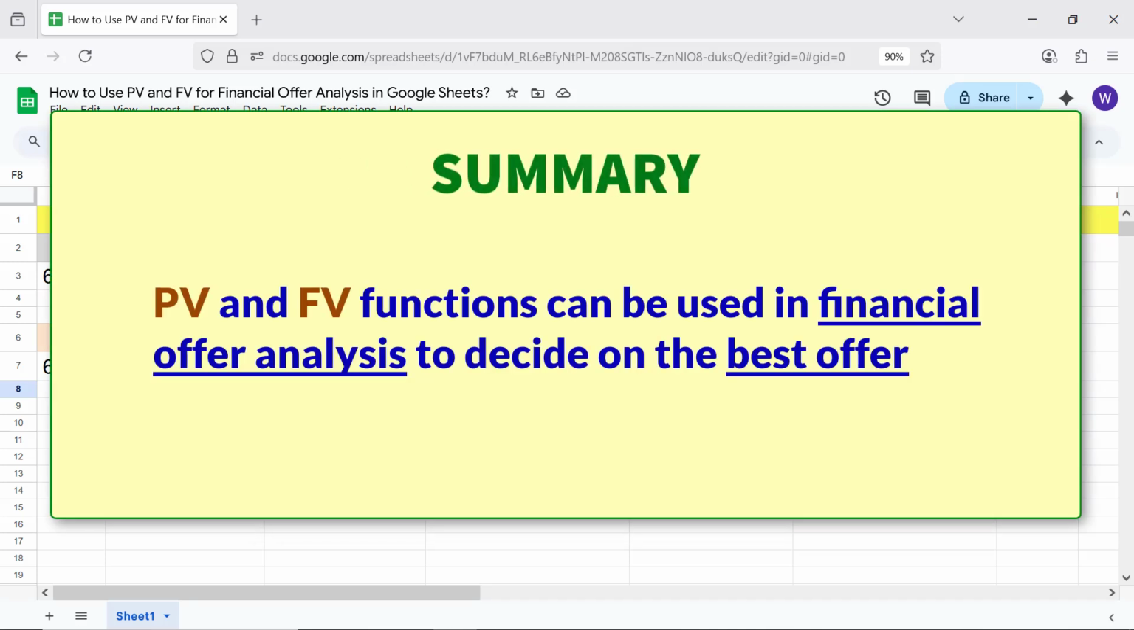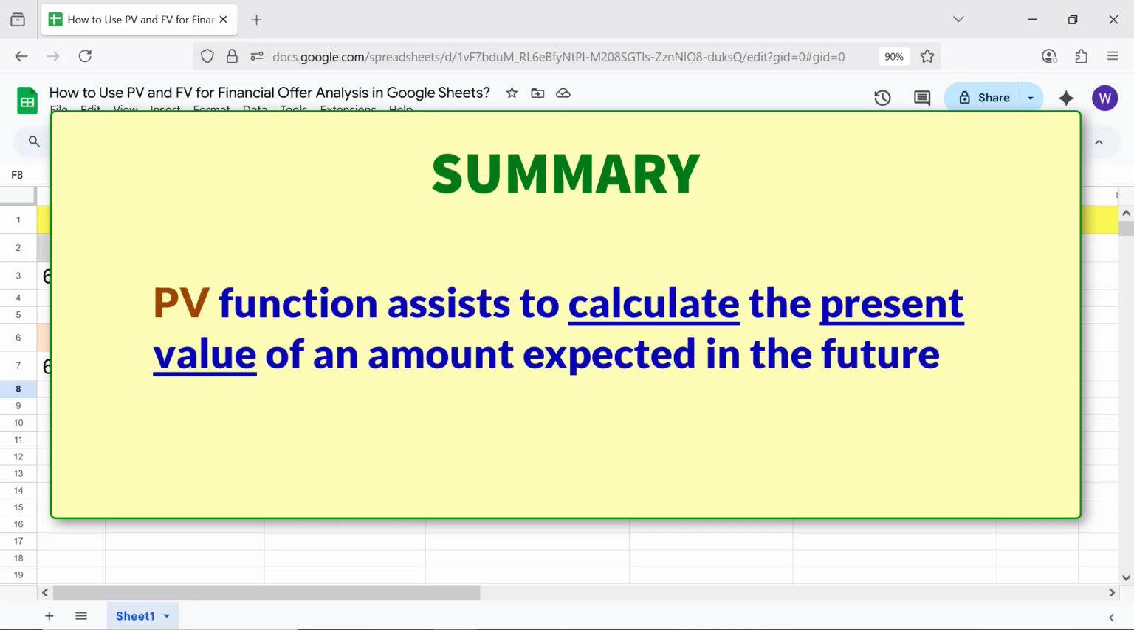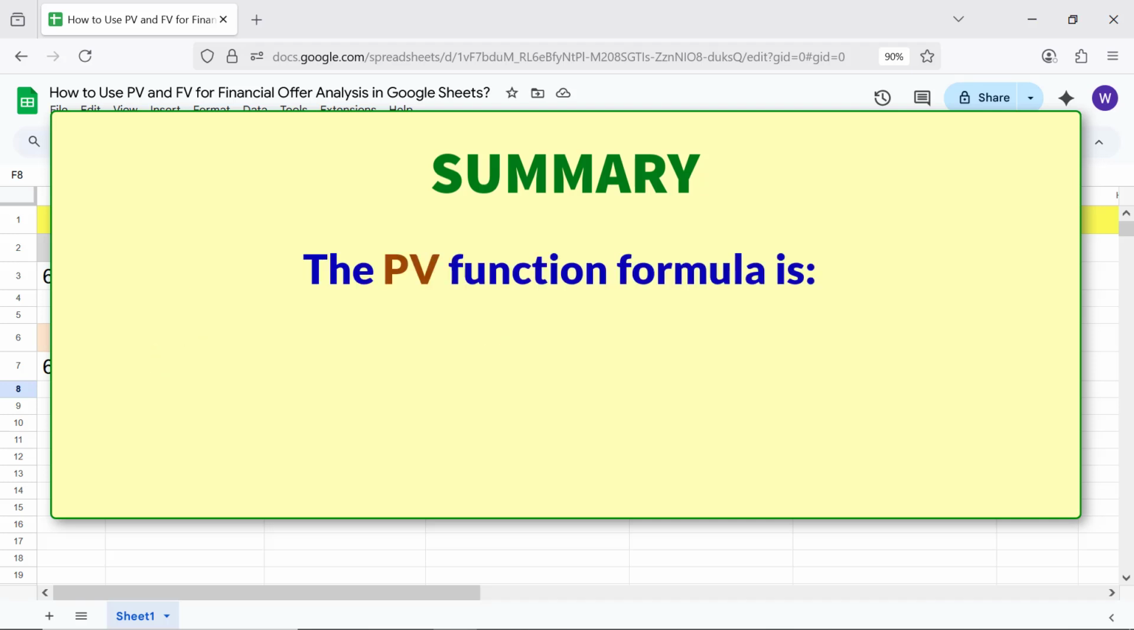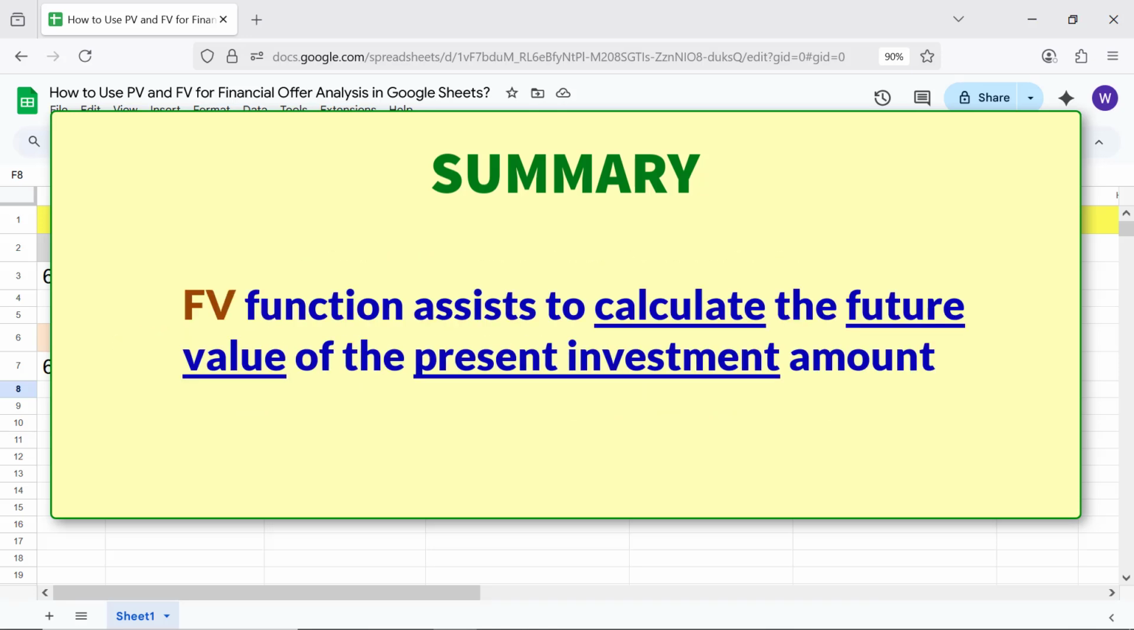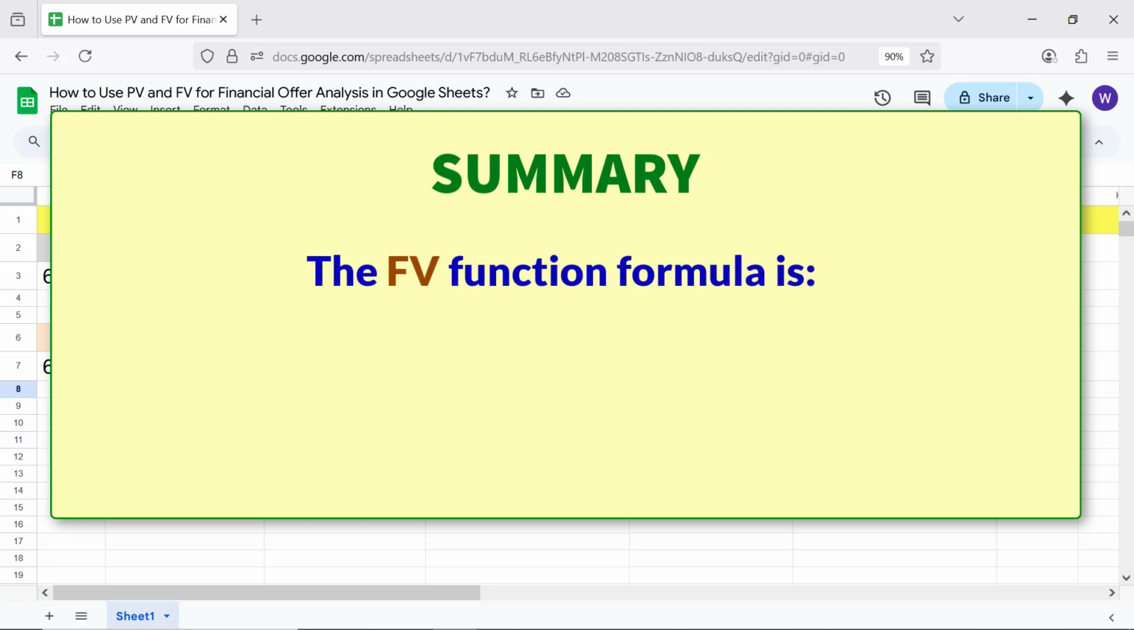Summary: PV and FV functions can be used in financial offer analysis to decide on the best offer. PV function assists to calculate the present value of an amount expected in the future. The PV function formula is. FV function assists to calculate the future value of the present investment amount. The FV function formula is.